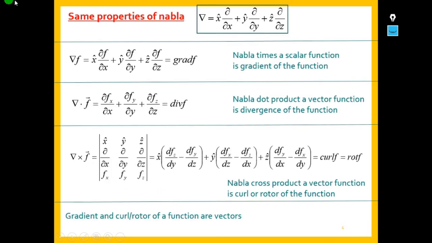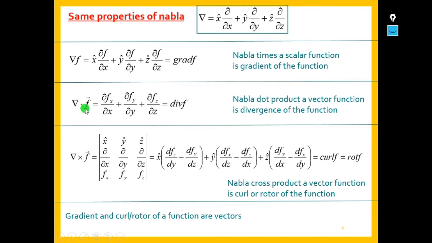So first, some properties of nabla we will see. Del, the gradient, is equal to x cap dou by dou x plus y cap dou by dou y plus z cap dou by dou z. Grad f is equal to unit vector x cap dou f by dou x plus y cap dou f by dou y plus z cap dou f by dou z, which is nothing but grad f. Nabla times a scalar function is the gradient of the function. We have already seen this.